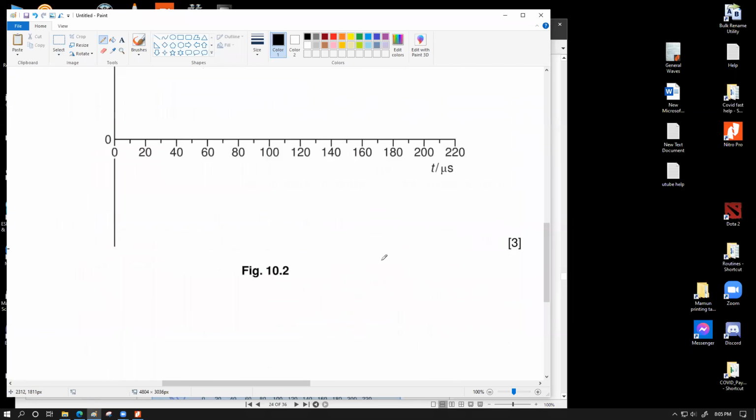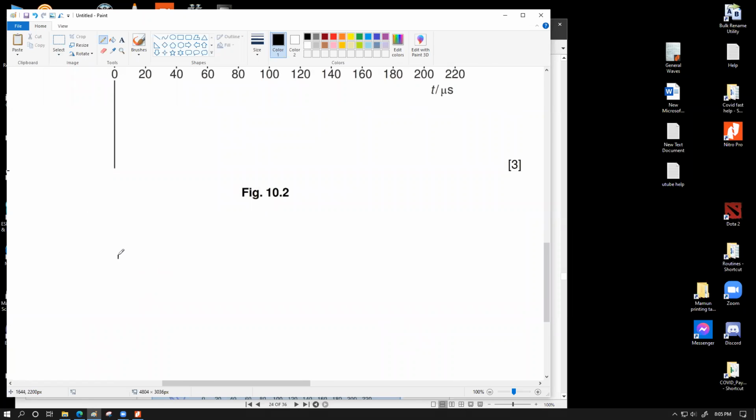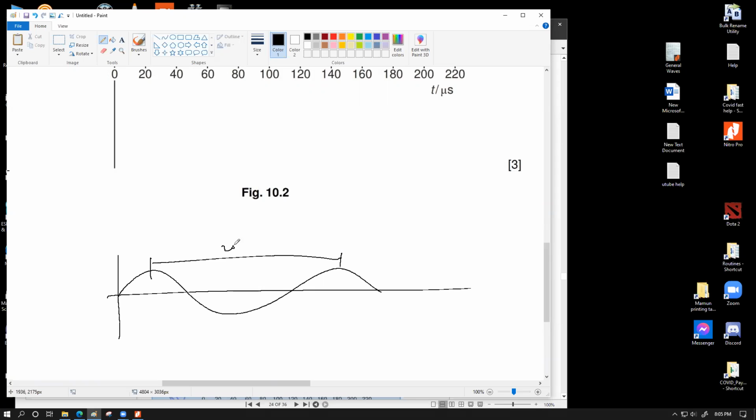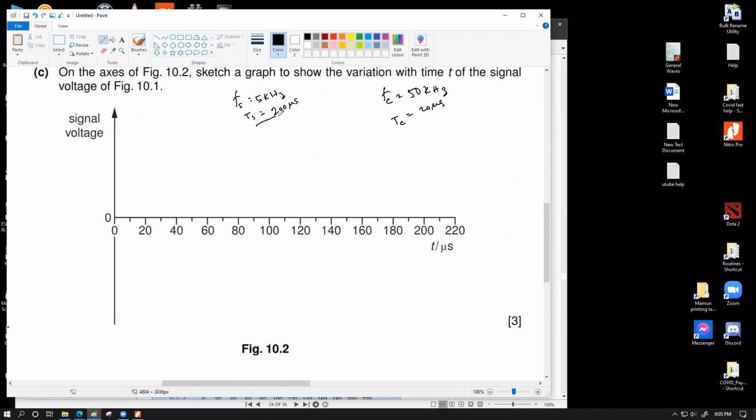Time period being 200 microseconds essentially means if I have the information signal that somewhat looks like this, from one crest to another crest, the gap should be 200 microseconds. Or from one trough to the next trough, I didn't draw it, let's say I draw it now. This should be 200 microseconds. So between two similar amplitudes of the amplitude modulated signal, the time amount should be 200 microseconds. That's the information. You have to first figure out these two values. Without these two values, you cannot draw this.